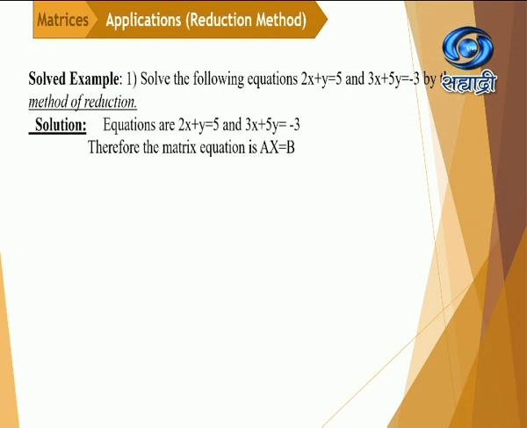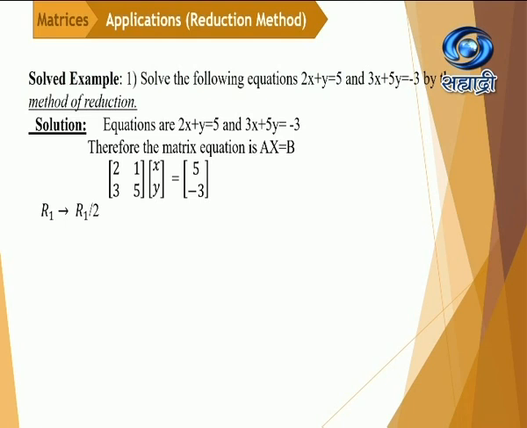Solve the following equations, 2x plus y equal to 5 and 3x plus 5y equal to -3, by the method of reduction. First of all, we have to write them in the matrix form Ax equal to b. We know how to write in Ax equal to b form: the matrix 2, 1, 3, 5, times the column matrix x, y, is equal to the constant matrix 5, -3.